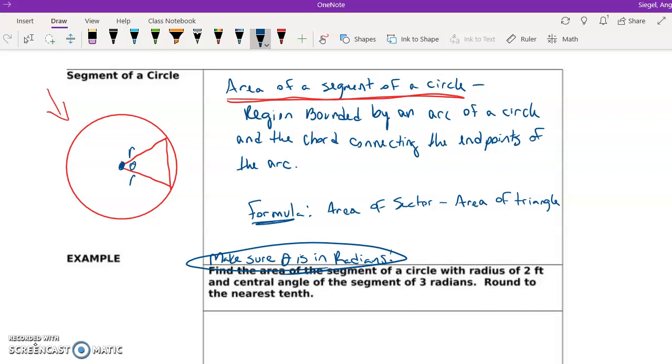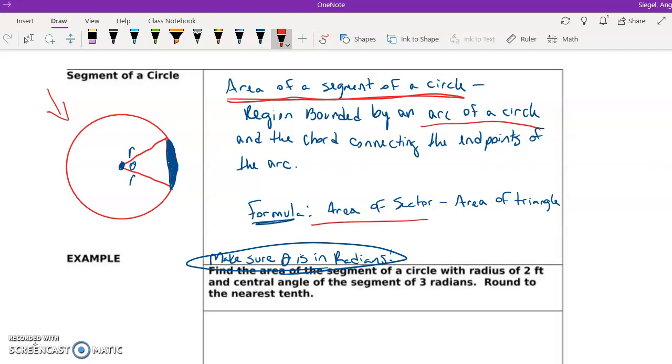Okay, so region bounded by an arc of a circle. So this is the arc of the circle and the chord connecting the endpoints of the arc. So like right here. What the segment of the circle is talking about is this shaded region right here, between the arc and that straight line chord there. So that's what we're trying to find. Okay, so think about the definition, and we have this arc of the circle.